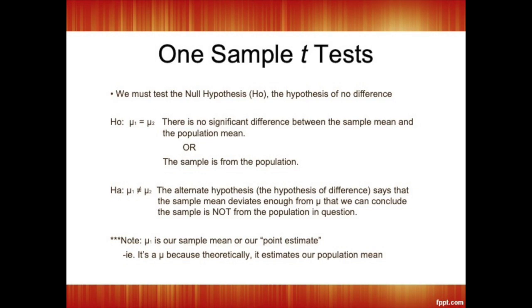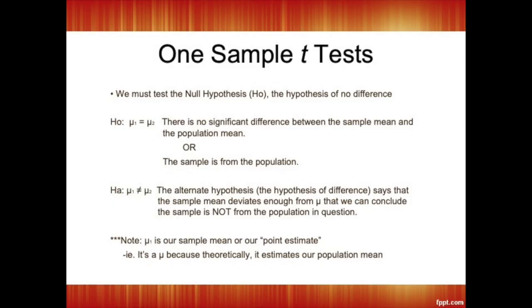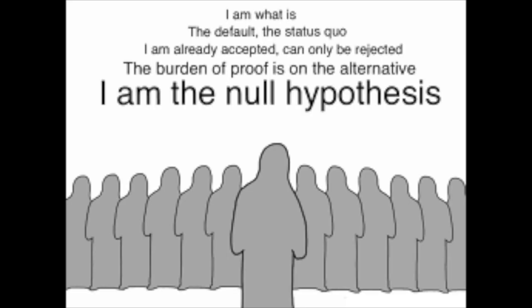So a one sample t-test allows us to test a hypothesis, but there's a weird thing about the way we test hypotheses in the social sciences, and that is that we don't test our actual hypothesis. We test what's called the null hypothesis, or the hypothesis of no difference, the hypothesis of nothing to see here. So why would we do that? Why wouldn't we just test our actual hypothesis? And the answer is because we want to do our hypothesis testing as unbiased and as objective as possible.